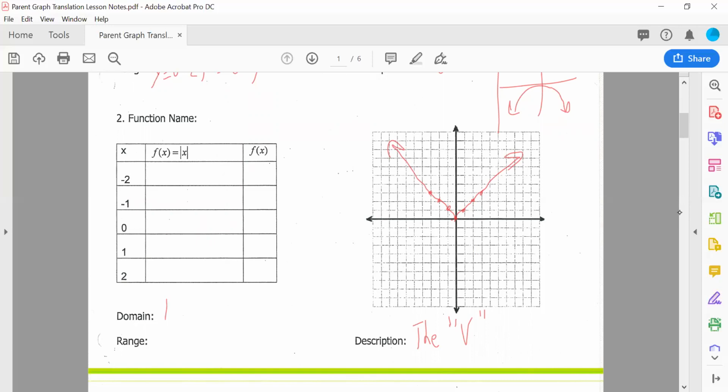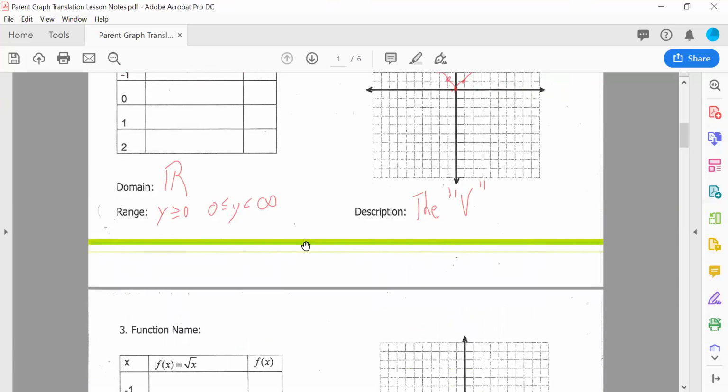Domain, once again, it goes forever left, it goes forever right, all reals. And once again, your range only hits the x-axis and goes up, so greater than or equal to 0, or you could say 0 less than or equal to y less than infinity. Okay, there is the second graph. So the absolute value graph is the V. That's something to remember. Memorize that sucker.